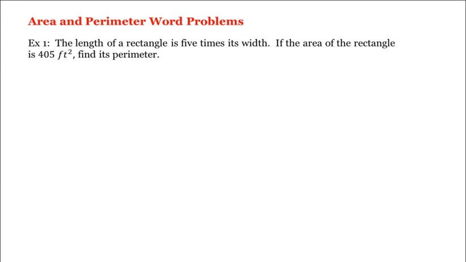Let's look at word problems that involve area and perimeter. For example, the length of a rectangle is 5 times its width. If the area of the rectangle is 405 square feet, find its perimeter.